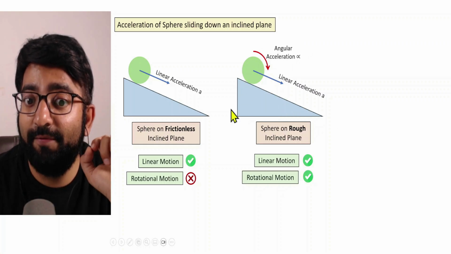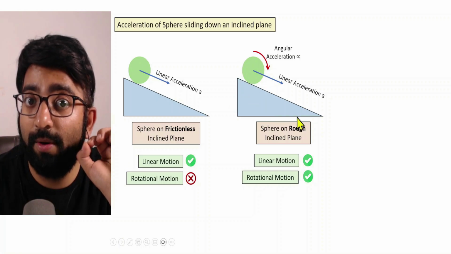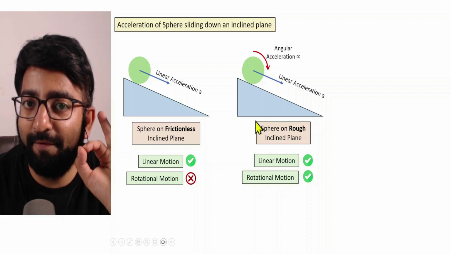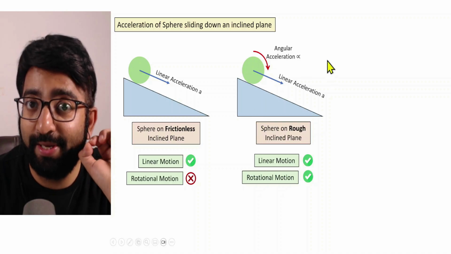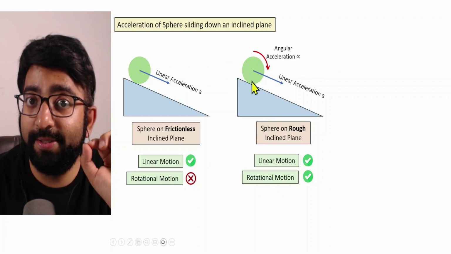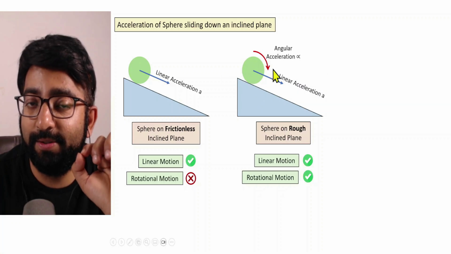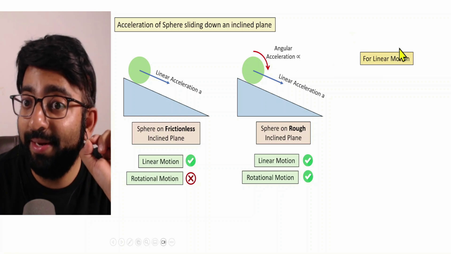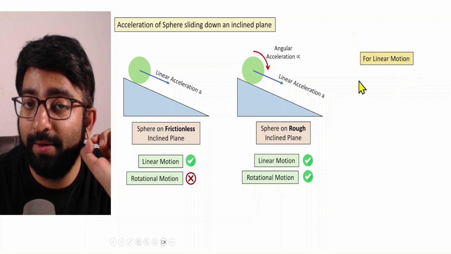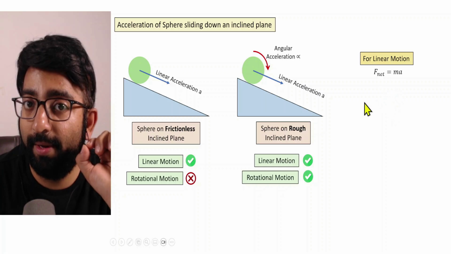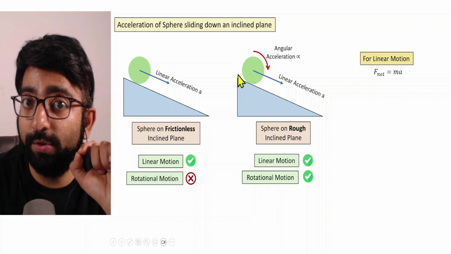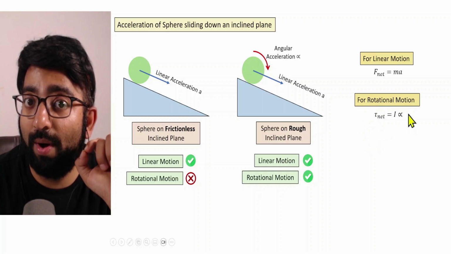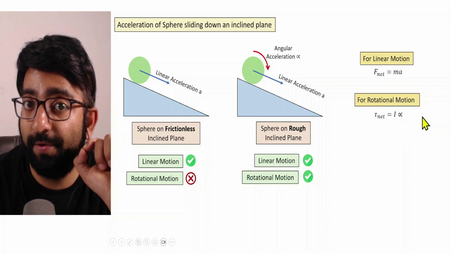And in questions where we do have a sphere kept on a rough inclined plane, how do you approach such questions? And the steps are very simple. Just apply Newton's second law. But since the sphere is having linear as well as angular acceleration, we are going to apply both equations side by side. So for the linear motion of the sphere, the equation is F net is equal to ma. And for the rotational motion of the sphere, the expression will become the net torque is equal to I into alpha, where I is the moment of inertia.